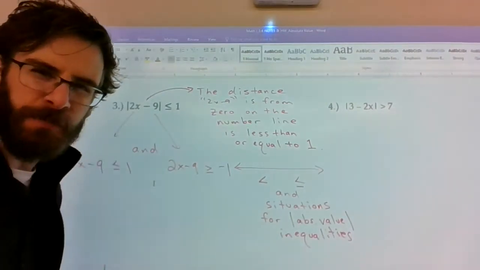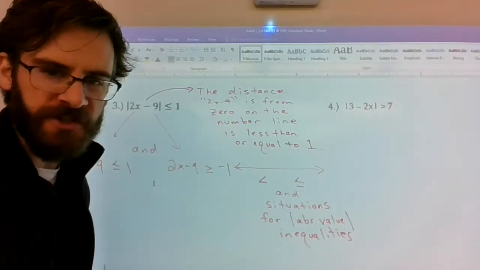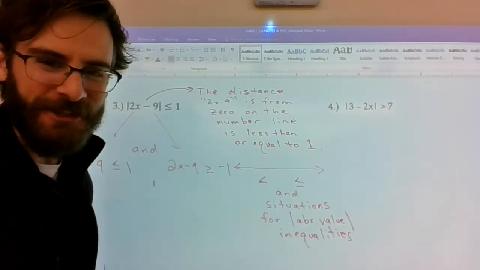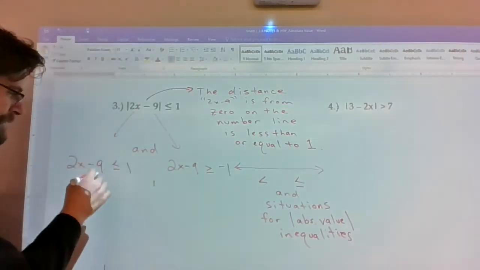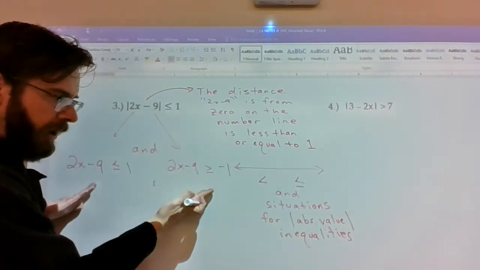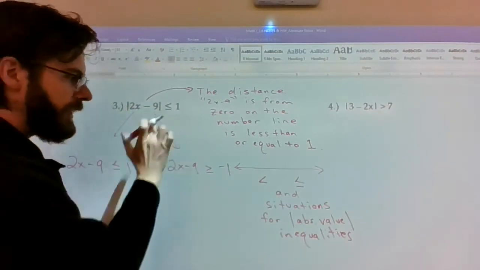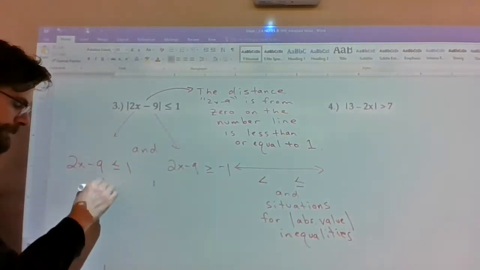I think I'll just explain that one in class because I didn't really prepare to explain it just now in this video. So, I'll explain that in class. But bottom line is these are the two inequalities that come about from an absolute value inequality, and then you just solve them.